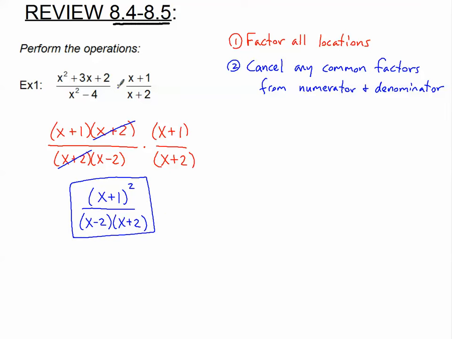So note that we are multiplying these two fractions. We're going to factor in all the locations and cancel out any common factors.